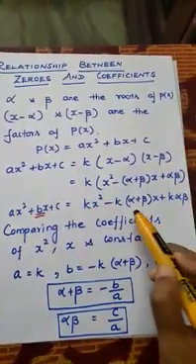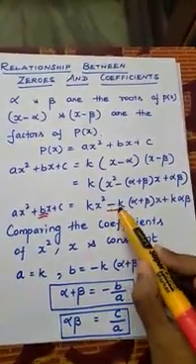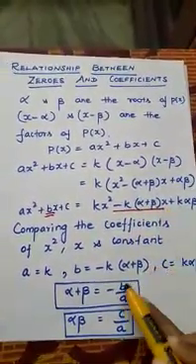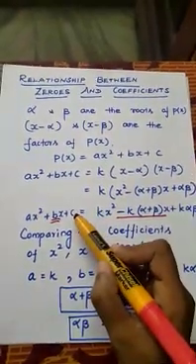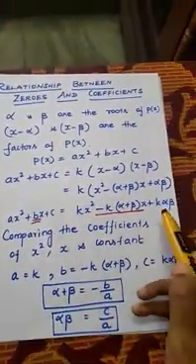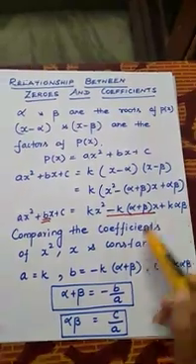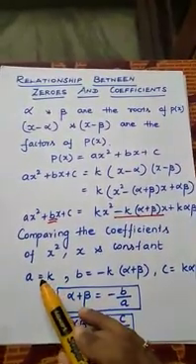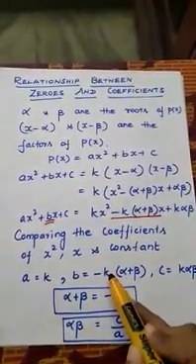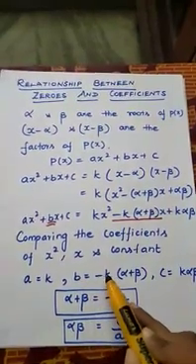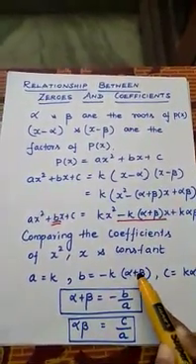That is b only. Here the coefficient of x value is minus k of alpha plus beta. And the constant value we can directly write: constant is equal to k alpha beta. Now we just apply the k value in this place. So b is equal to minus a into alpha plus beta. We need alpha plus beta.